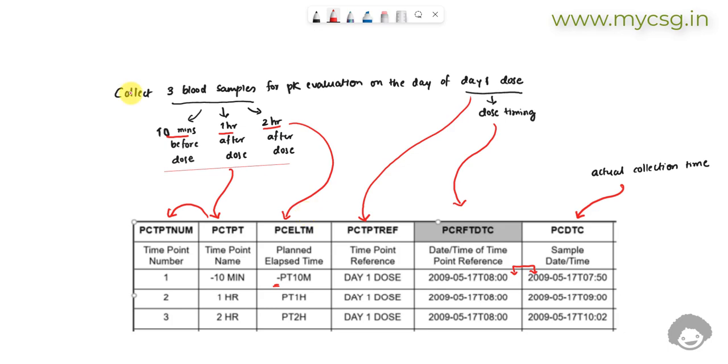So let's try to recap it again. Collect 3 blood samples for PK evaluation on the day of day 1 dose. Here we are talking about the collection of samples in terms of a reference time point. That nominal reference time point would be put in a variable called PCTPTREF and the actual timing of that reference time point would be put in a variable called PCRFTDTC. The actual time of collection of the samples would be put in a variable called PCDTC and the three nominal time points would be put in a variable called PCTPT, and the associated numeric version would be stored in a variable called PCTPTNUM. The reported durations are indicated, which can be converted into ISO durations. That related planned elapsed time information is captured in a variable called PCELTM.